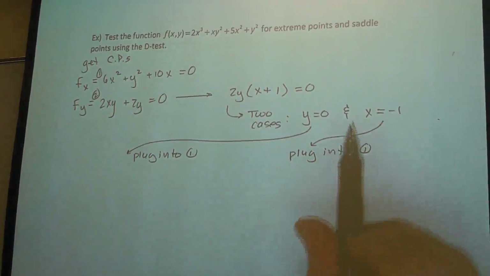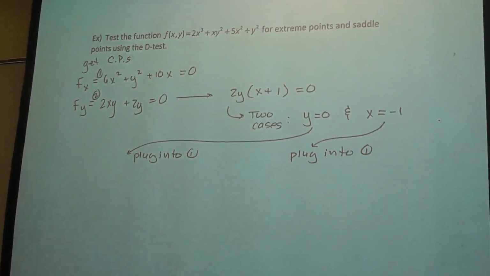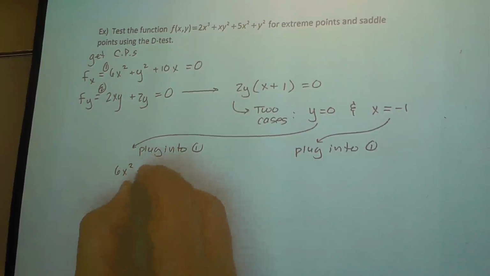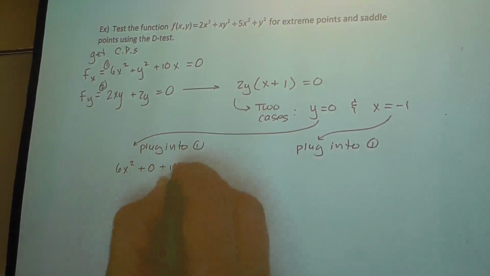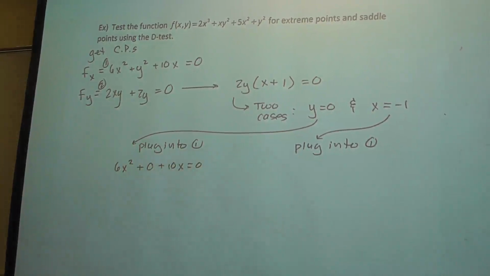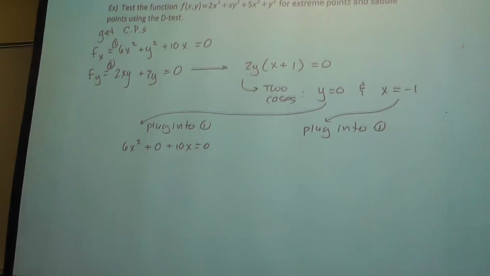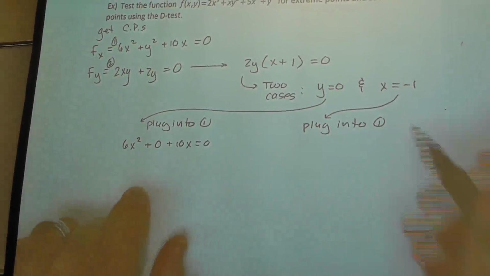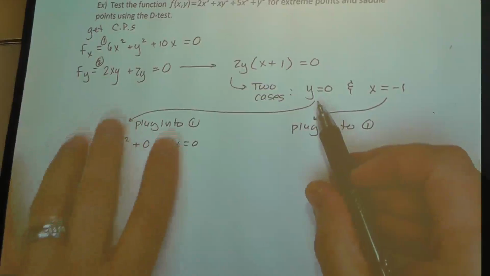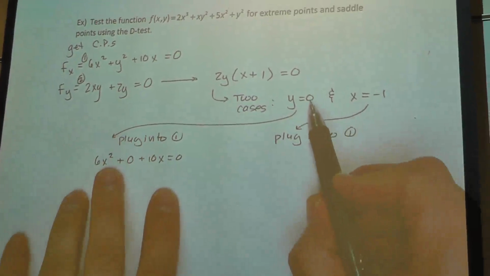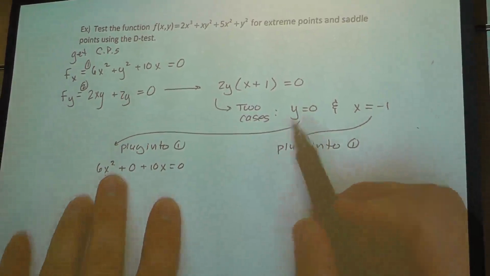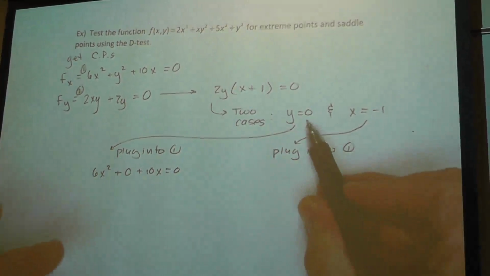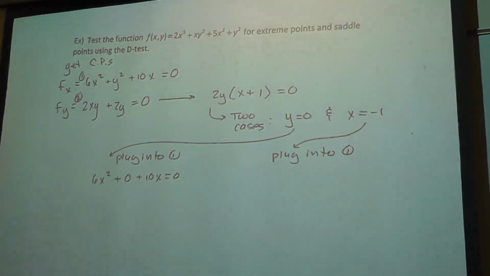So if I take y equals 0, plug it into a fresh copy of equation 1, I get this statement: 6x squared plus nothing plus 10x equals 0. What that means is any solutions I get from this equation are going to pair only with the y value 0, because we're getting this new fact based on that substitution. So whatever critical points this leads to will have a y coordinate of 0, guaranteed, because that's the substitution that led to this.